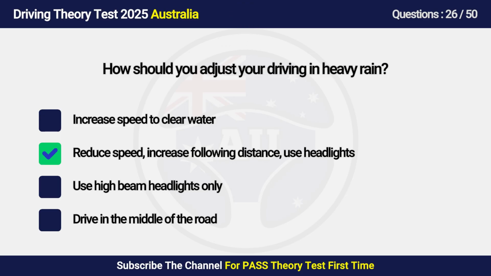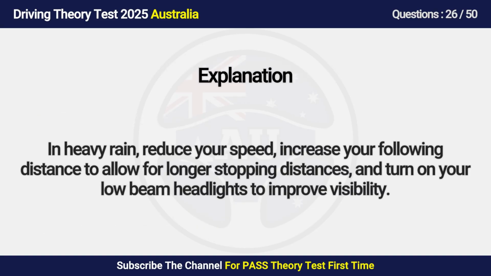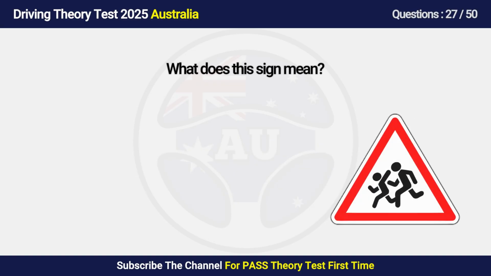Answer is B. Reduce speed, increase following distance, use headlights. In heavy rain, reduce your speed, increase your following distance to allow for longer stopping distances, and turn on your low beam headlights to improve visibility. Question 27. What does this sign mean?